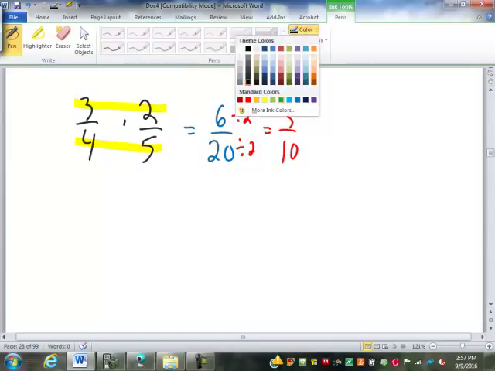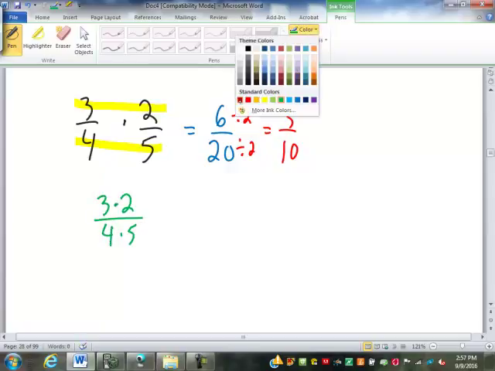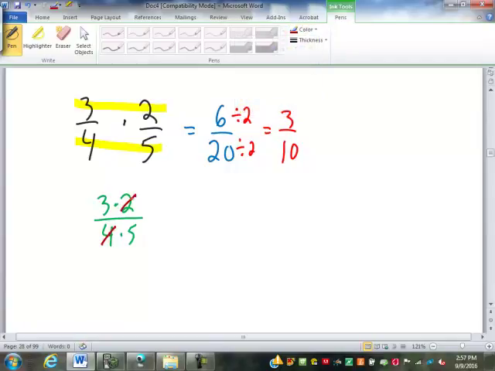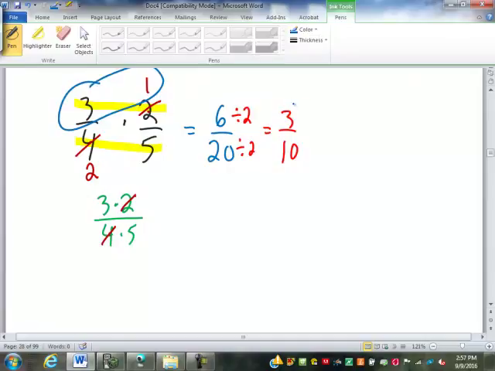Now, some of you might be looking at this thinking he could have cross-canceled, or sometimes called cross-multiply. Others right now might be wondering, what is cross-canceling? Well, when we look at this, it's going to become 3 times 2 over 4 times 5. We see that both the 4 and the 2 could be divided by 2. So rather than multiplying it and then reducing, we can reduce it before we multiply. We can divide both the 4 and 2 by 2. 4 divided by 2 is 2. 2 divided by 2 is 1. And now, when we multiply, 3 times 1 is 3. 2 times 5 is 10. We reduced before we multiplied, so we get a reduced answer.